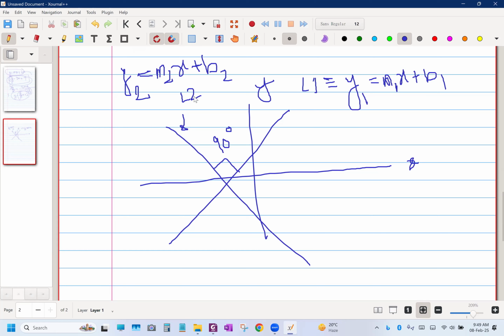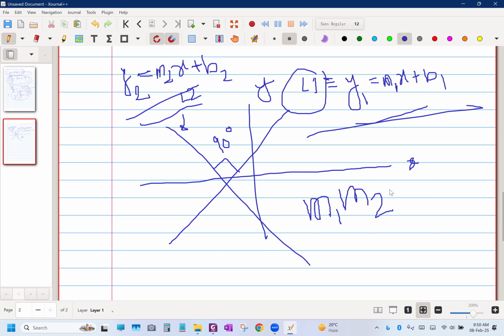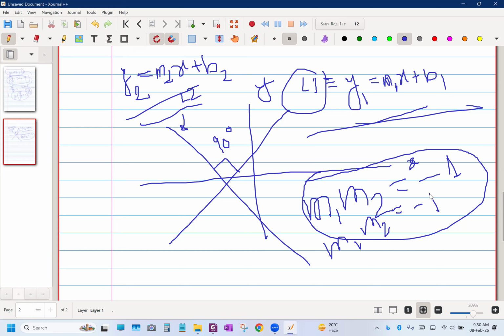And there is a theorem which tells you, whenever two lines, this line L1 and this line L2, are perpendicular to each other, the product of the slopes of the two lines equals -1. It's an amazing theorem. M1 M2 equals -1. Why is it -1?